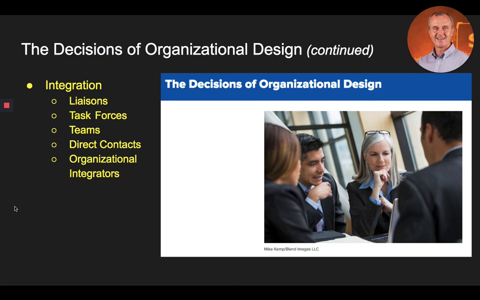And with that, we'll end the first part of our three-part lecture on Chapter 15 on organizational structure, culture, and design.